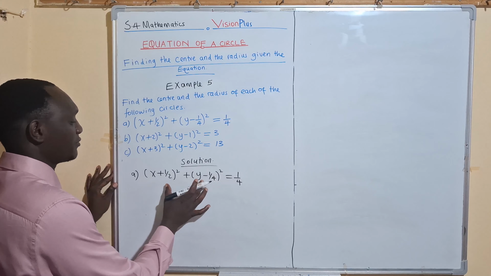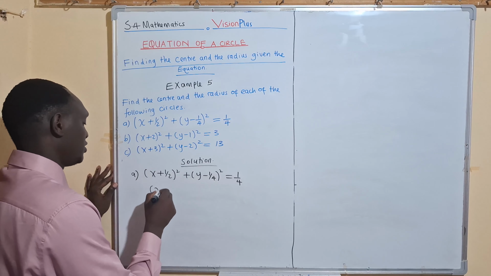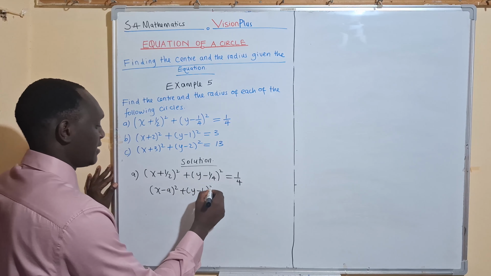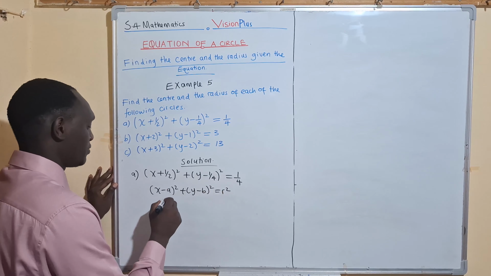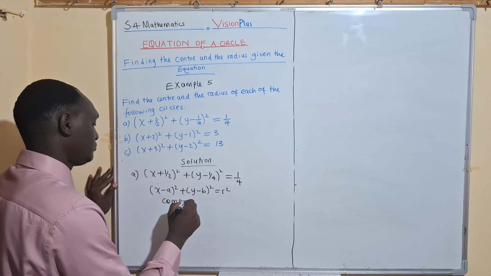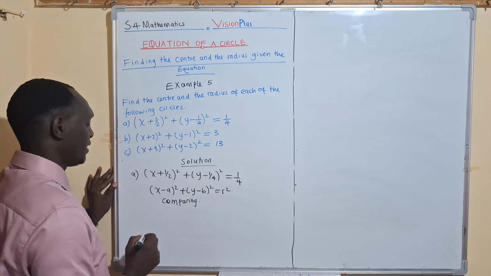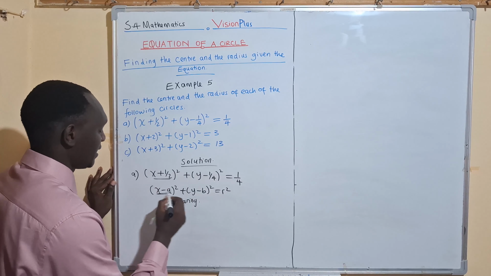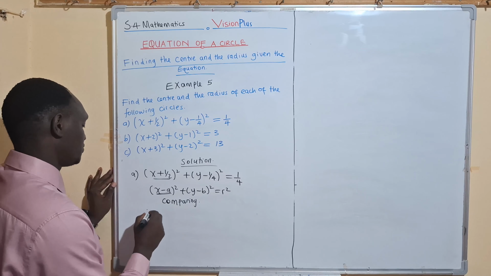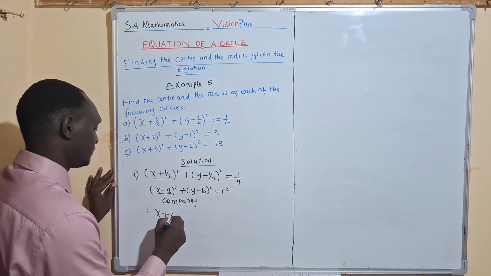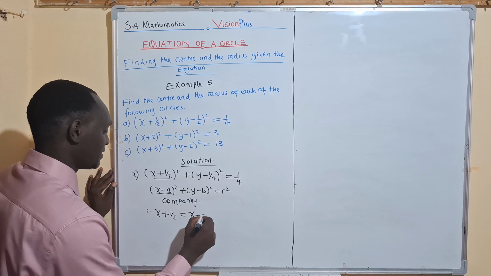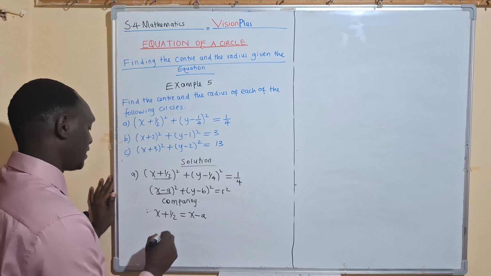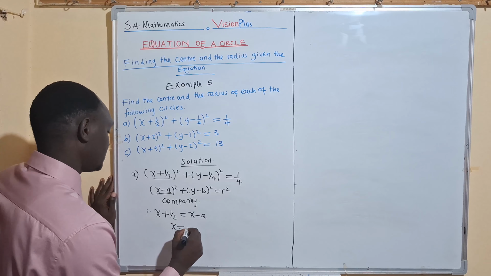We need to compare this equation to the equation of a circle given by this format. So we're going to compare the terms. On comparing the terms, you see clearly that x plus a half corresponds to x minus a. Therefore x plus a half equals x minus a, and then you make a the subject of the formula. Clearly you will find that a is negative a half.